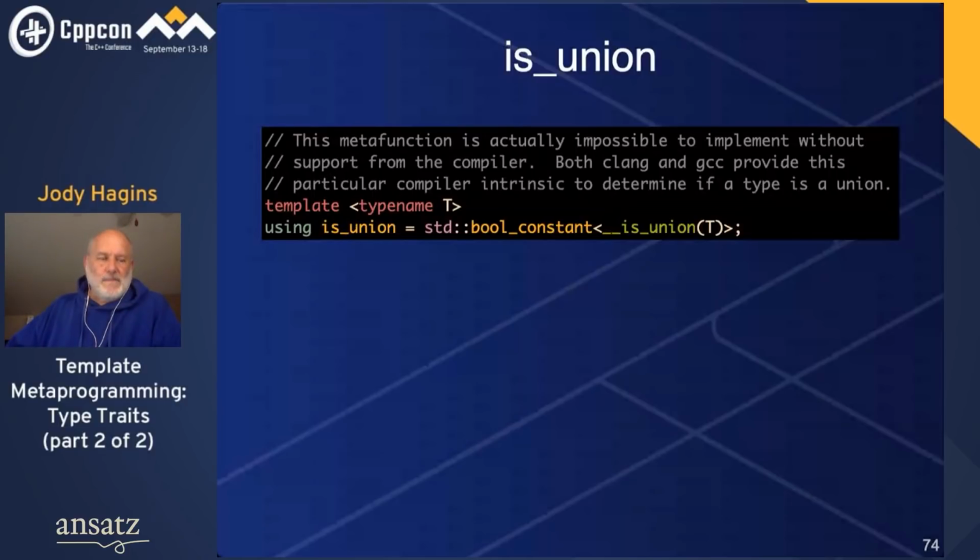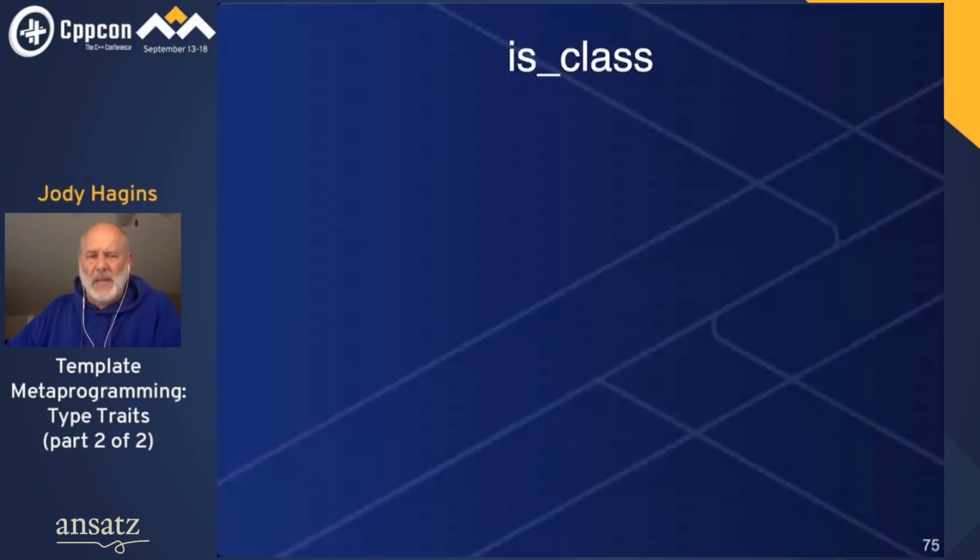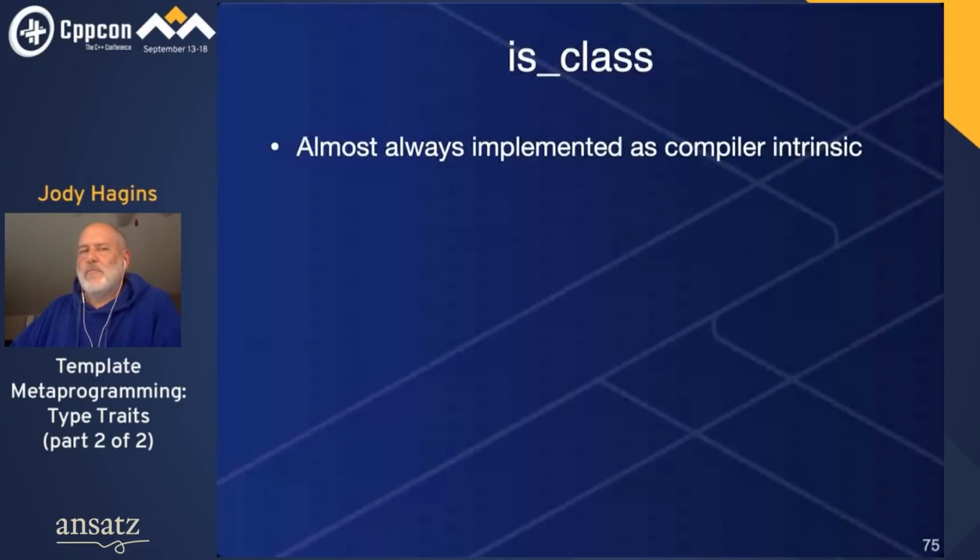Okay. So this one is going to be kind of fun. It's is-class. Now, why am I going to do this? I mean, usually it's almost always implemented as a compiler intrinsic. In fact, most of the type traits nowadays are implemented as compiler intrinsics because the compiler is much faster dealing with intrinsics than dealing with even the simplest template stuff.